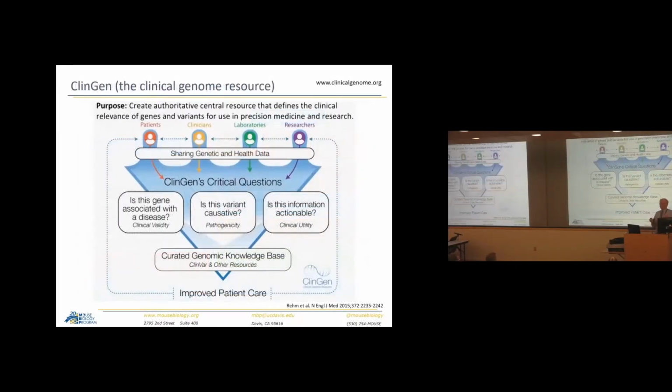So a few years ago, with NIH backing, ClinGen, the Clinical Genomic Resource, was assembled with the idea: why don't we create this central resource to define the clinical relevance of genes and variants for use in medicine and research? The idea was to put together information from patients, clinicians, laboratories, and researchers, who all then, on a very equitable basis, share both genetic and health-related data, and then answer three important questions.